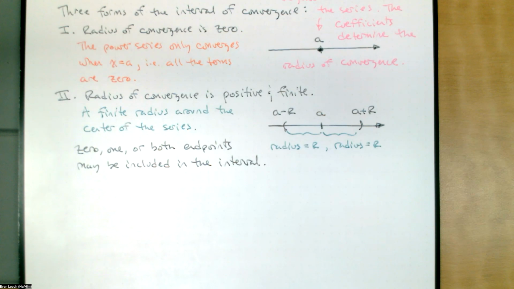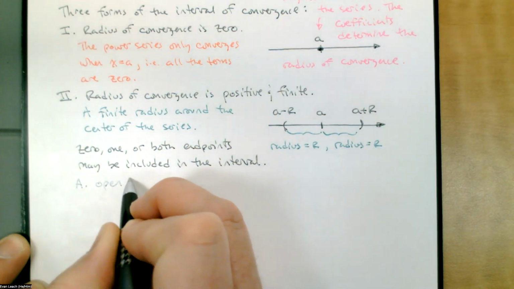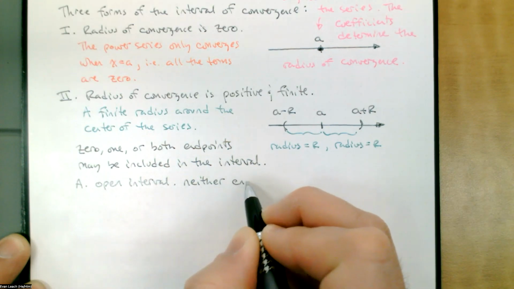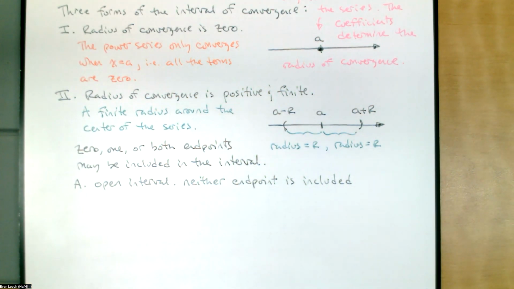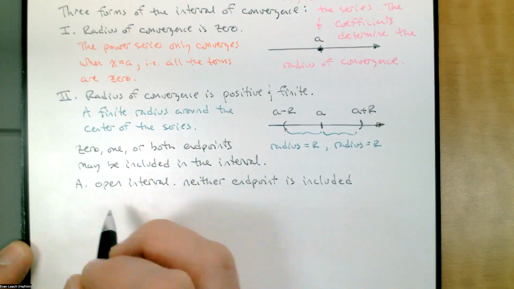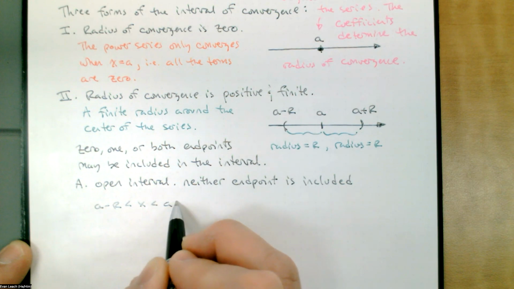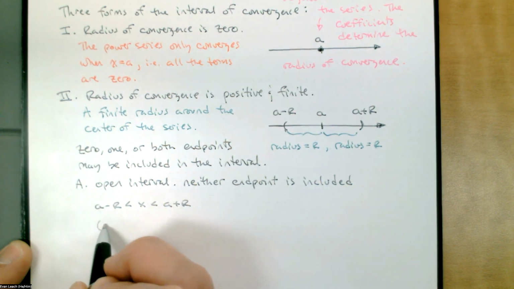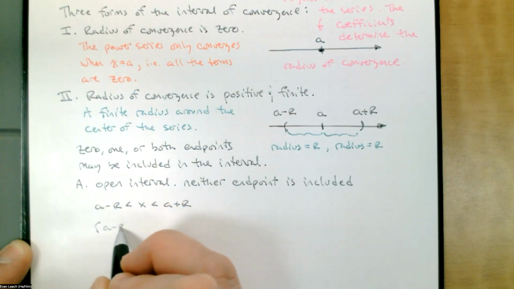The things that could happen: we could end up with an open interval. That means neither endpoint is included. We have an open interval if the power series diverges at both endpoints. We could describe that as a minus R strictly less than x, strictly less than a plus R as an inequality. Or we could describe it in interval notation with parentheses, a minus R, a plus R.